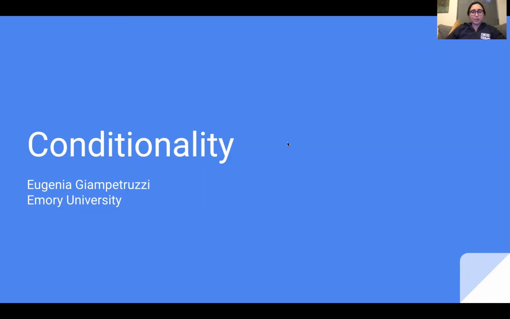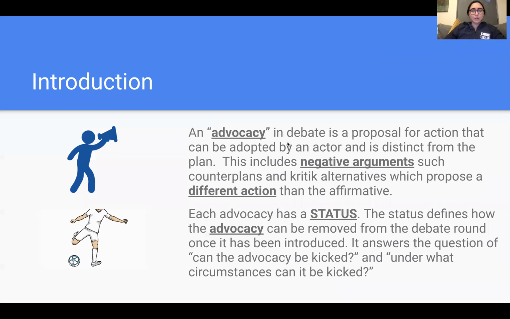Hi, my name's Giampetruzzi, and I'm a junior at Emory University, and I'm going to give a lecture on conditionality. So, in order to understand what conditionality is, there are some basic things to go through.